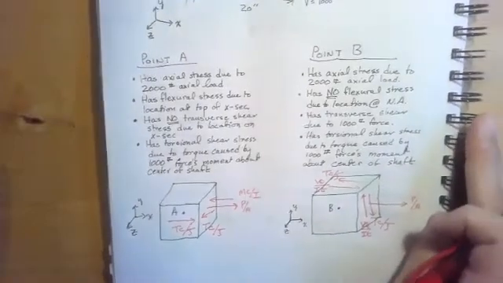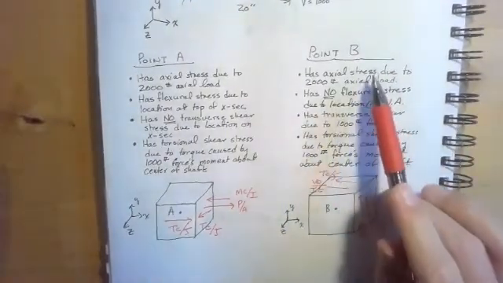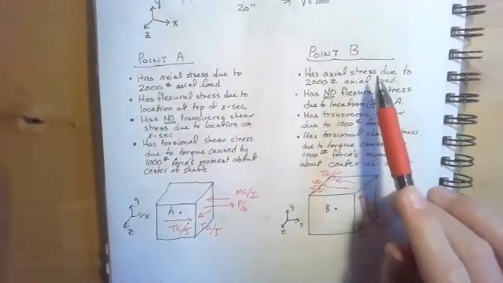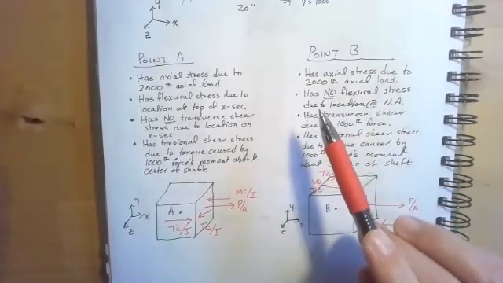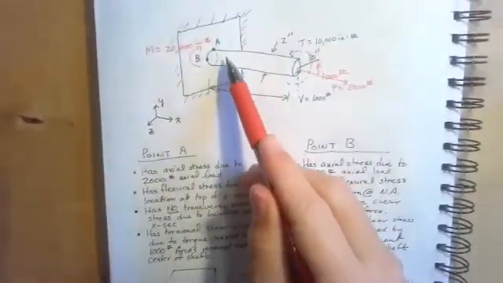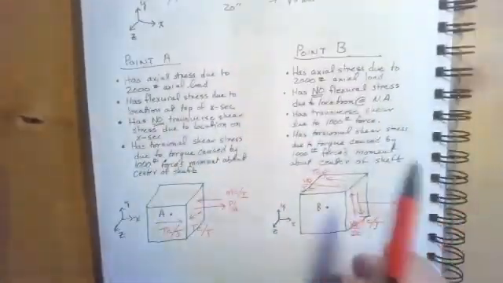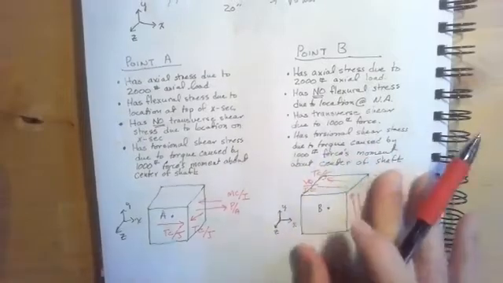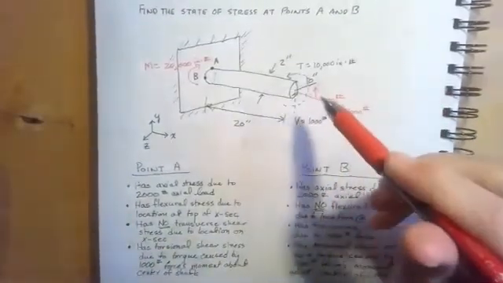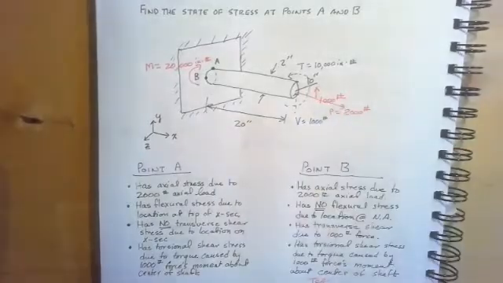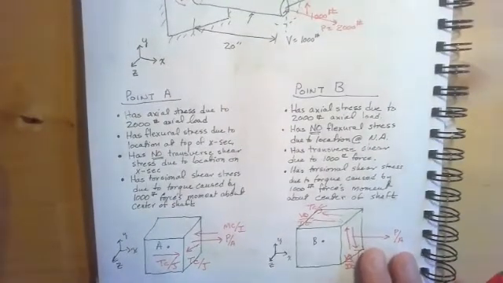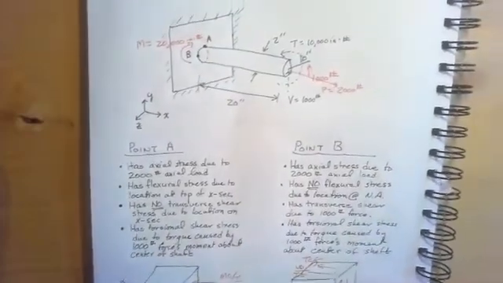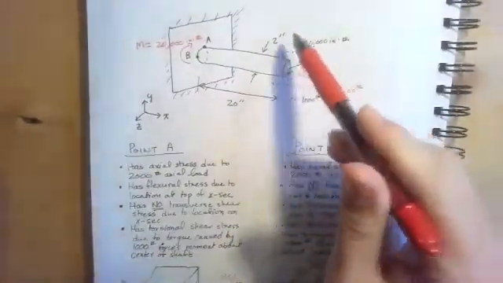Now at point B, we would have axial stress due to the 2,000 pound axial load. We wouldn't have any flexural stress, though, because point B is located at the neutral axis. We do, however, have transverse shear stress develop as a result of the 1,000 pound force. And we do have a torsional shearing stress that's going to be the result of this torque.